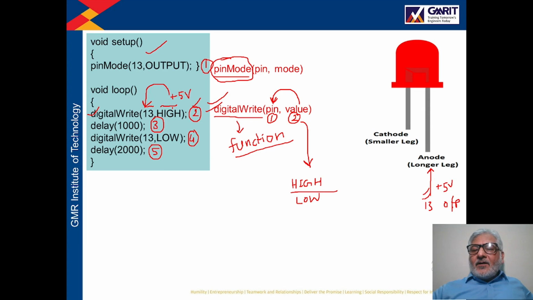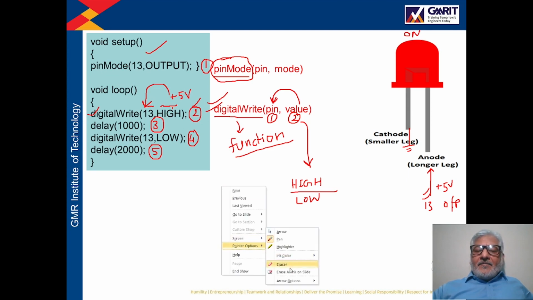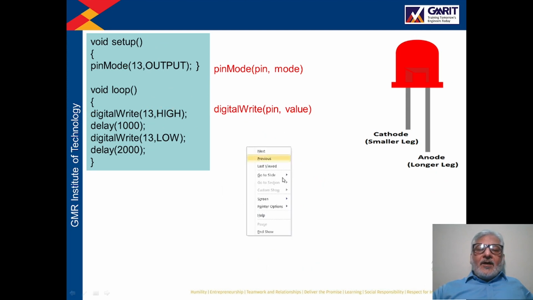Once pin number 13 generates plus 5 volt, and see, internally this cathode is connected to ground, what will happen? This LED will become forward biased. And once the LED is forward biased, it will turn on. So my statement number 2 will turn on the LED, right? It will turn on the LED. Now we come to statement number 3, right?